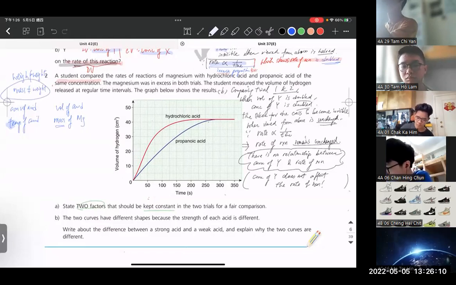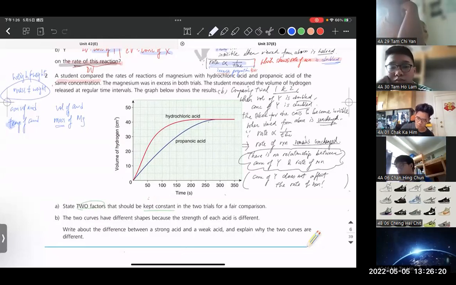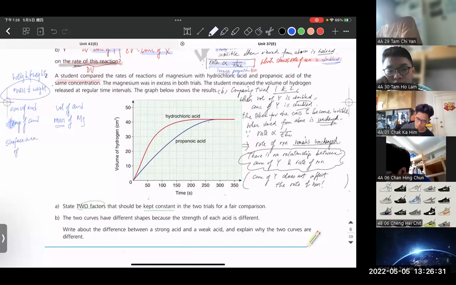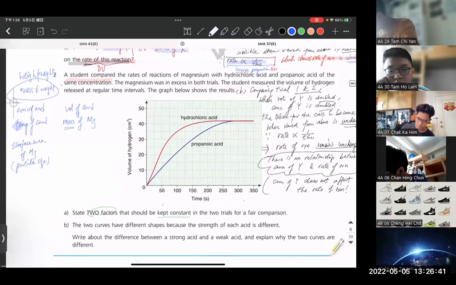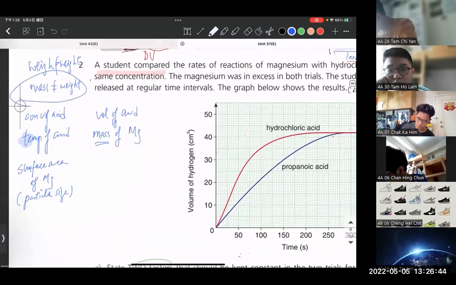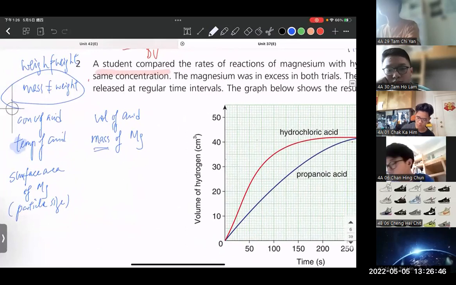What else? How about magnesium itself? Can I do the experiment, one from powder, one from ribbon? Can you think of one more factor? Surface area of magnesium. Yep, surface area of magnesium. You talk about the particle size of magnesium, okay? So magnesium can be powder, there can be a lump, there can be a ribbon, okay? Now, I would like to further split that too.